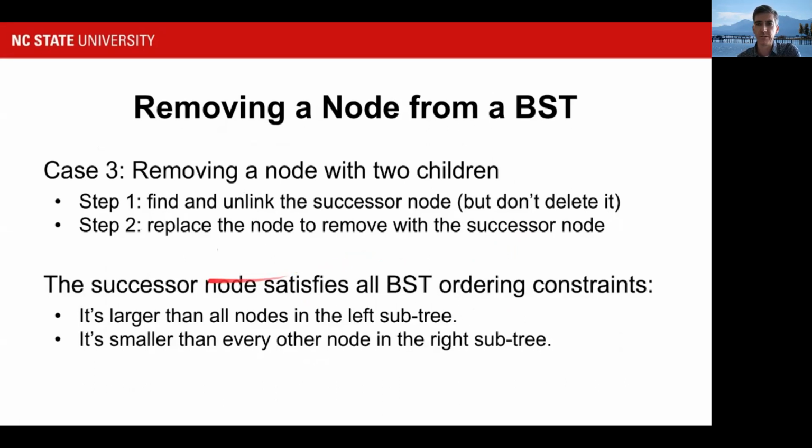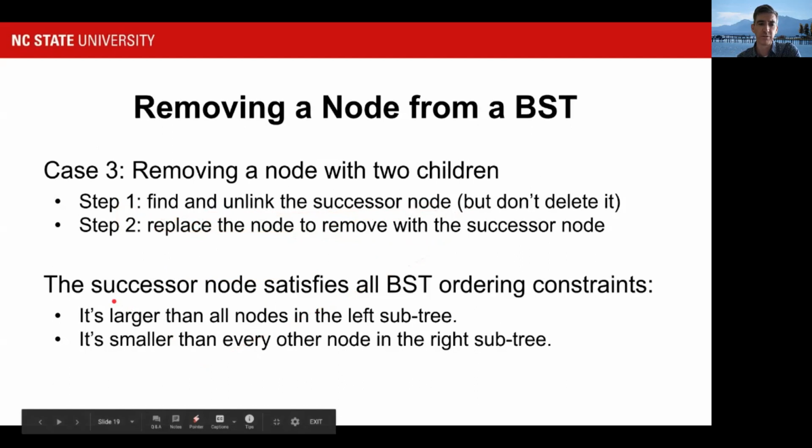And so we're going to do this in 2 steps. We already know the basic idea. We find the successor node, and then we replace the node with its successor. We can imagine this being done in 2 steps. The first step is find and unlink the successor node, but don't delete it. Don't free it, because we're going to keep using that node. And then after we've removed the successor node, we replace the node that we want to remove with the successor node, and then fix up the left and right pointers as needed.